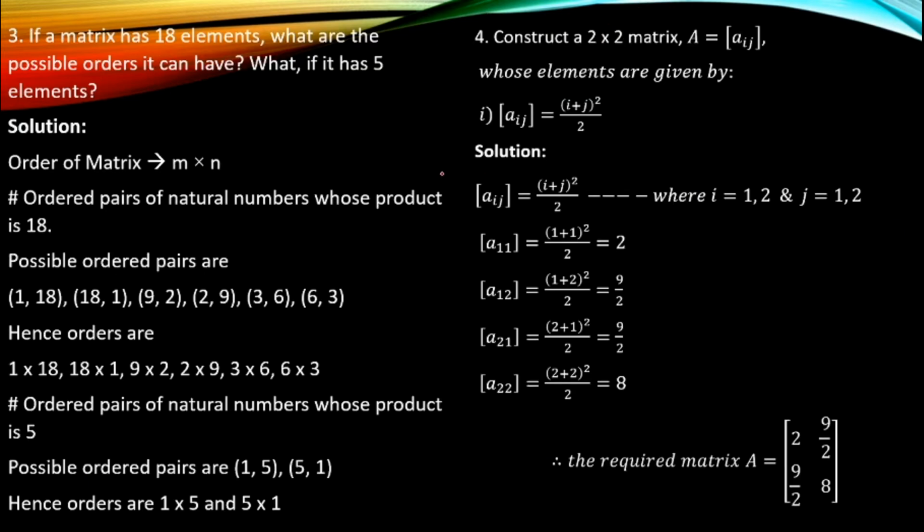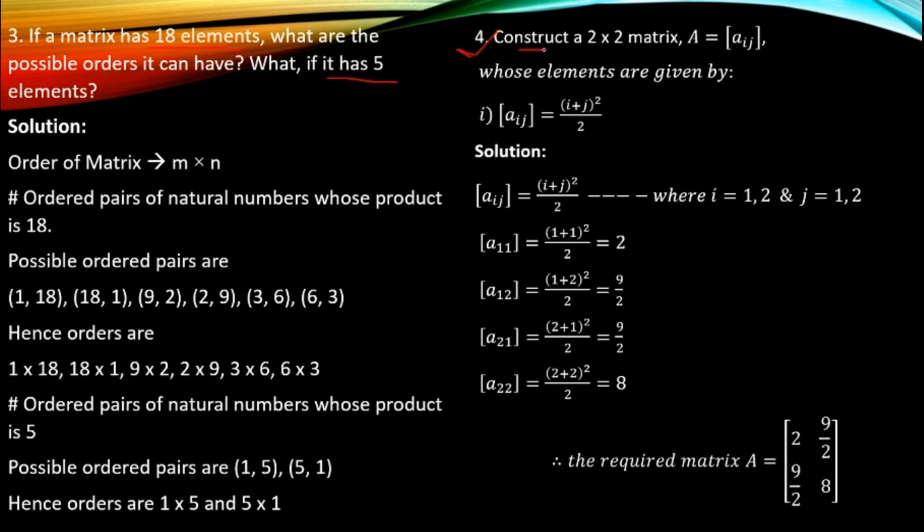Your third problem is the same. Here the number of elements is 18 and the other question is 5 elements. So same, we have to go for it. Now the fourth question. See, this question is also important. For 1 mark it may come, like an MCQ type question. For 1 mark usually it comes. If it comes, maximum 2 marks, not more than that.